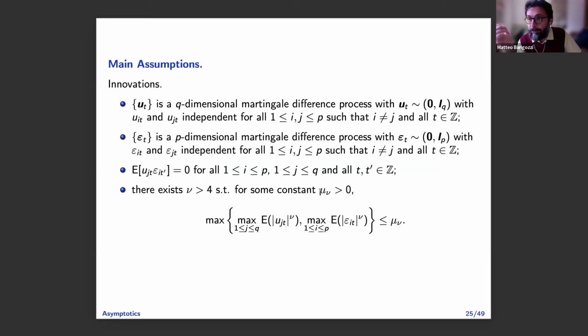And the same for epsilon, the idiosyncratic innovation process. We assume that common and idiosyncratic innovations are orthogonal at every lead and lag. This is what makes the spectral density of the data the sum of the two spectral densities. There is no cross spectral density between common and idiosyncratic, okay? This is standard as well.